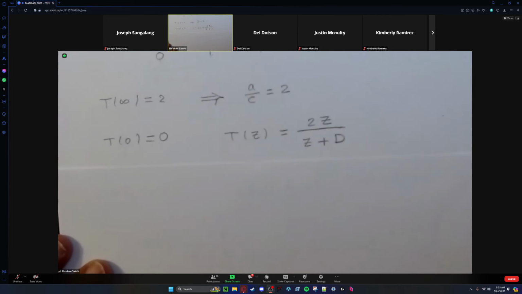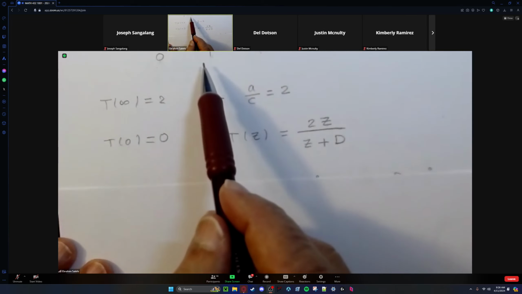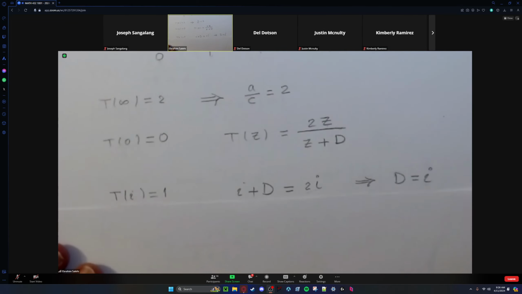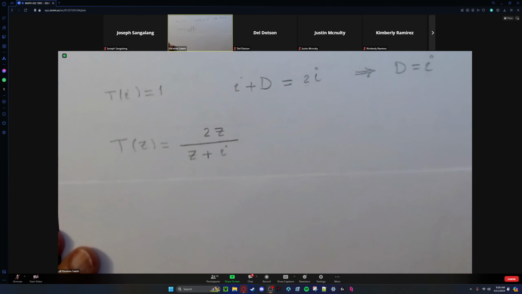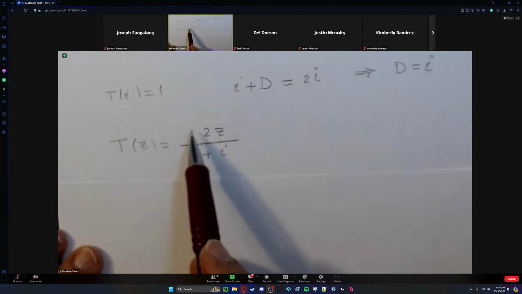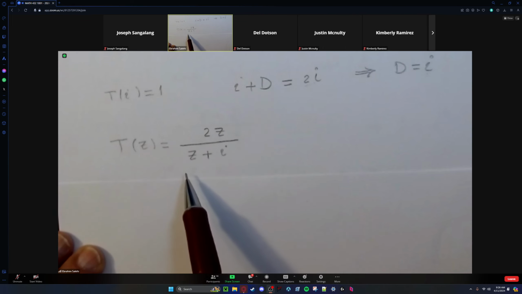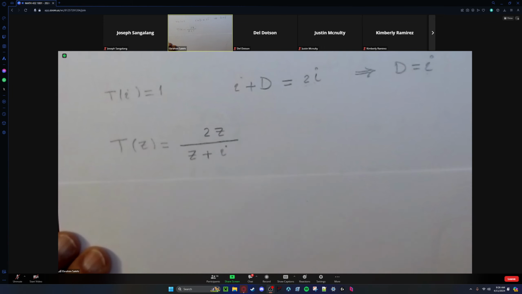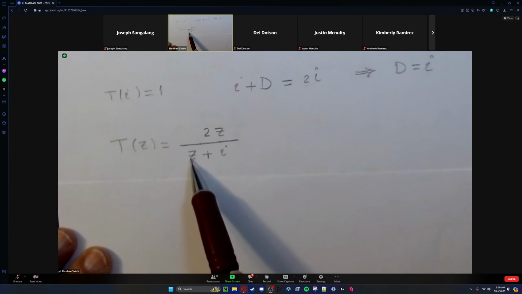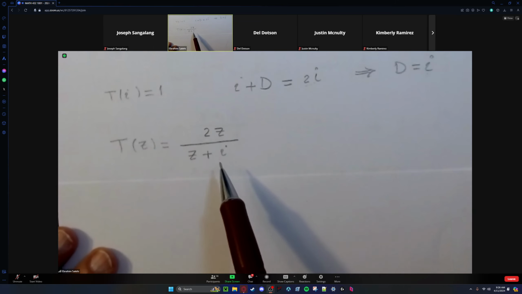So here, and then we use I. We should produce 1, plug I, you will produce 1, that gives you D, and here is the answer. So this is the Mobius function or linear fractional transformation that sends 0 to 0, infinity to 2, and I, if you plug I, you get 1, right? Good.